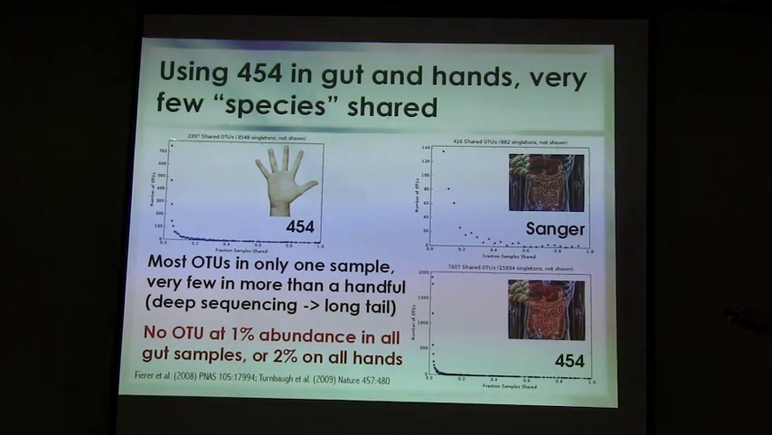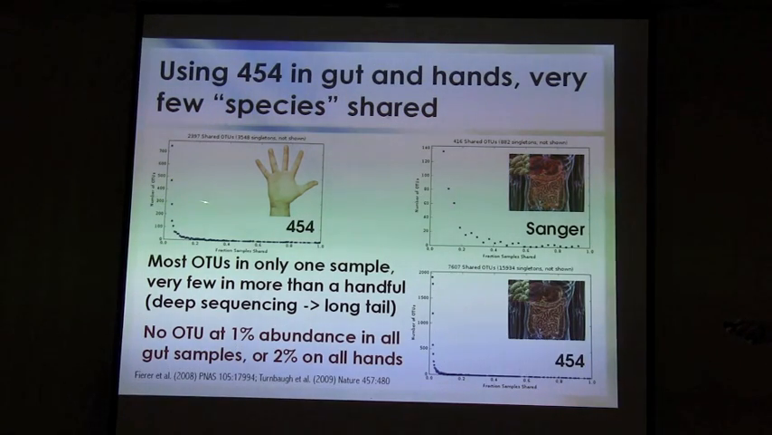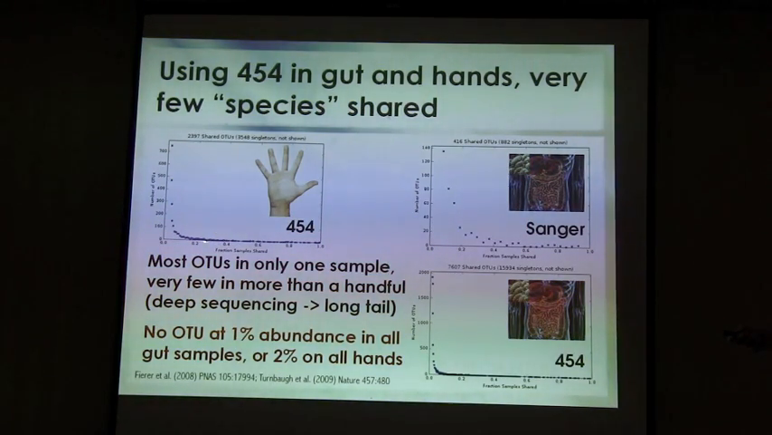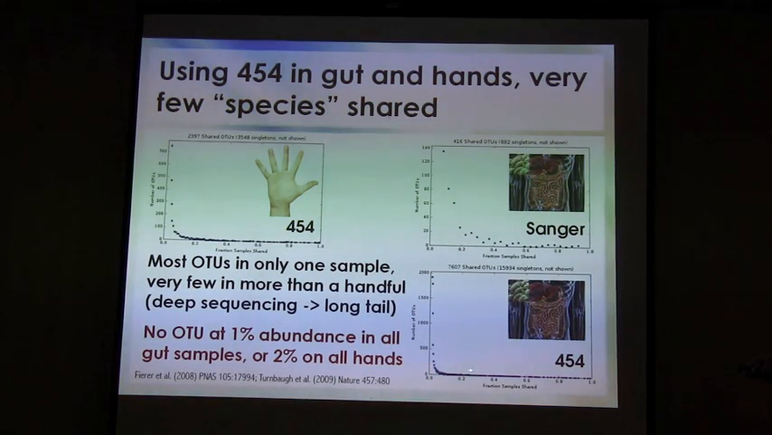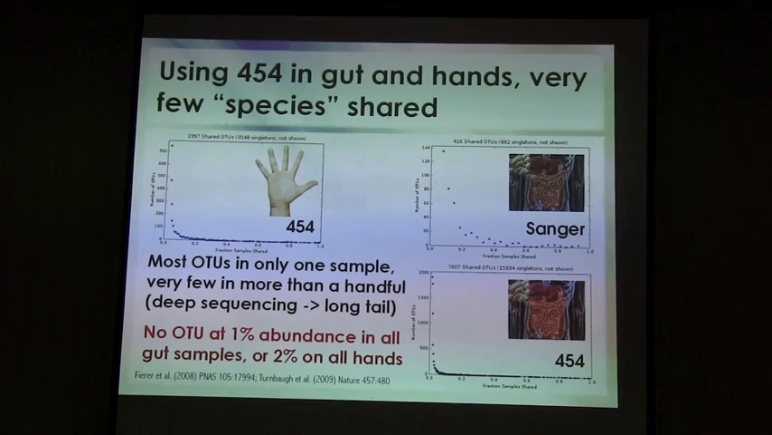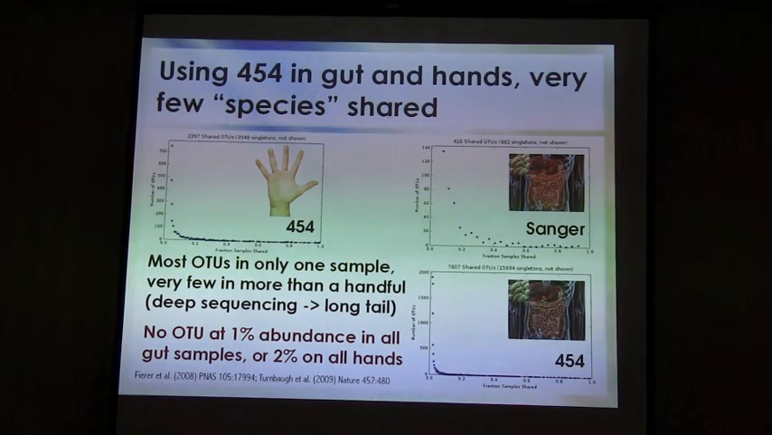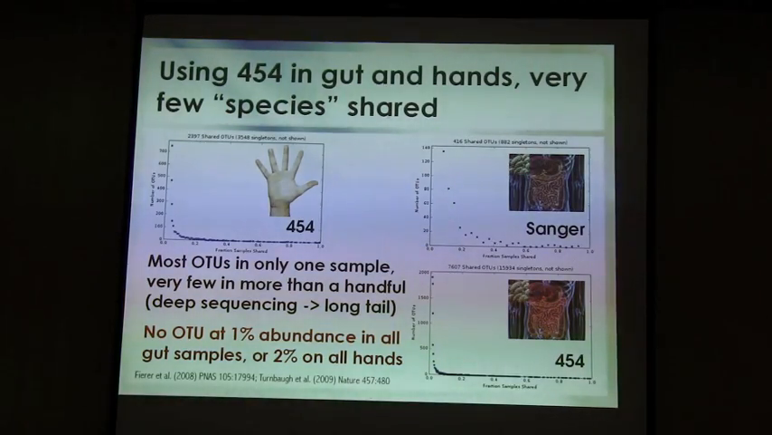Out of those, only about 750 were on 2 hands, about 450 on 3, about 300 on 4. You can see how rapidly this tails off, so there was essentially nothing that was on more than about a third of the hands that we looked at. And you see exactly the same pattern in the gut. So again, taking one human-associated sample and using it as your reference for what a human sample looks like is not a very good idea, just because of this huge and unexpected diversity between different people.